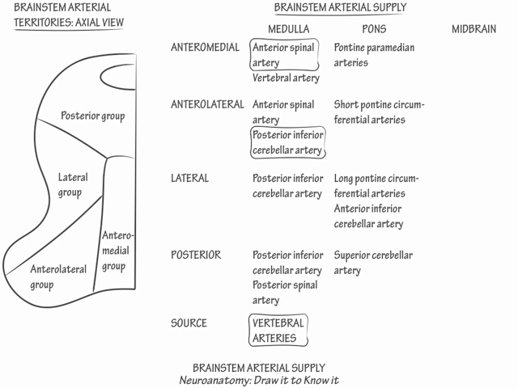Thus, most of the pontine arterial supply comes in the form of circumferential arteries that originate from the basilar and either travel a short distance, the paramedian pontine arteries, a mid-distance, the short pontine circumferential arteries, or a long distance, the long pontine circumferential arteries.